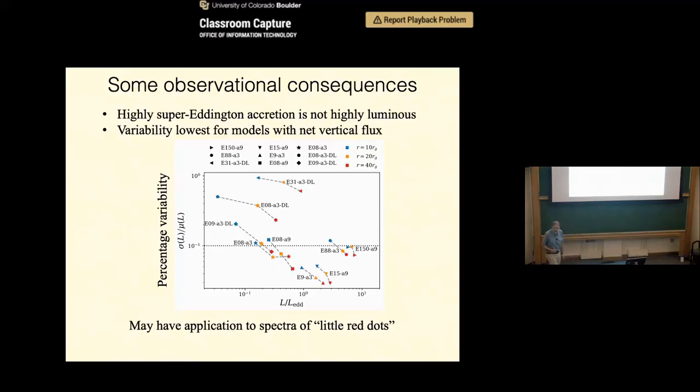And so obviously, there's a lot of interest in so-called LRDs, little red dots lately, discovered by JWST. They might be super Eddington accretion sources, and so comparing these kinds of calculations in the super Eddington case to these LRDs is something that we're beginning to look at a lot.